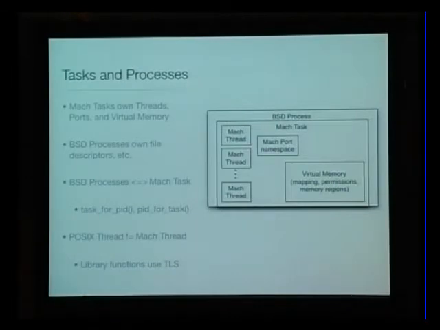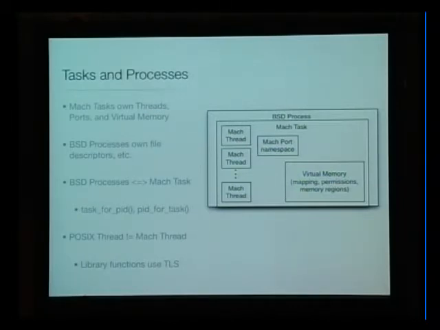A Mach task has the Mach threads in it, the list of Mach ports, and it also owns the virtual memory. The BSD process, which is what you're used to interacting with, encapsulates all of this, in addition to the BSD-specific things like file descriptors and so on. And there's a way to map between the BSD process and a Mach task. These are the two system calls called task_for_pid and pid_for_task. task_for_pid has a very fun history as well. But also keep in mind that a Mach thread and a POSIX thread are very different.